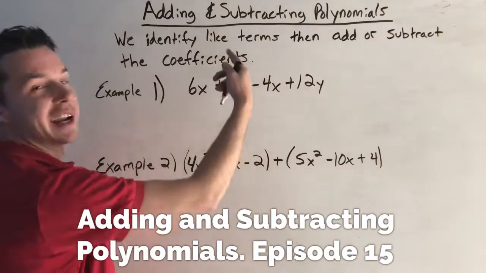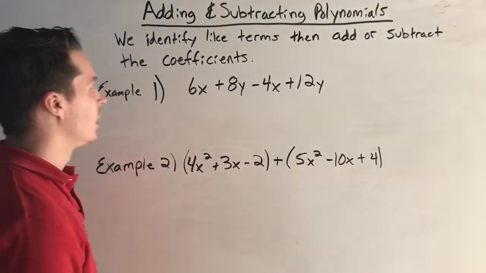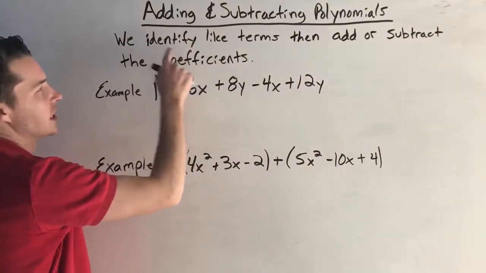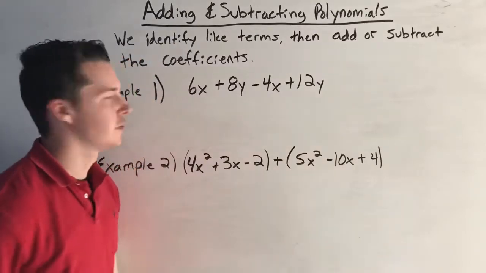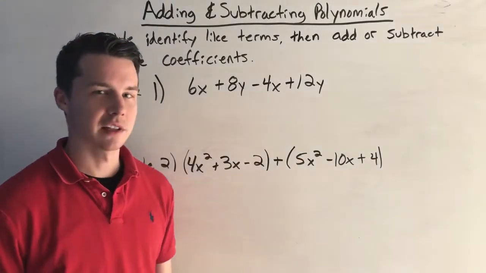This episode is adding and subtracting polynomials. And so let's just go ahead and get started. So we identify like terms, then add or subtract the coefficients. So let's talk about identifying the like terms.